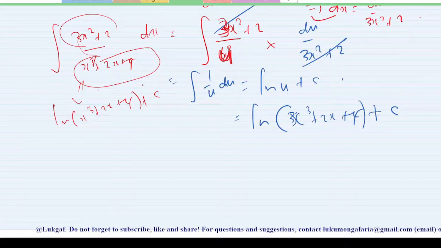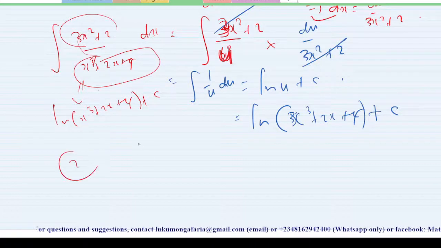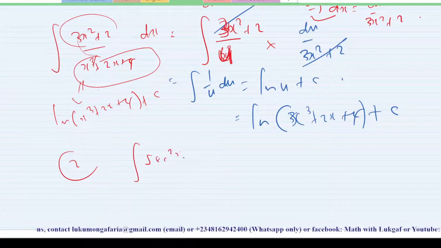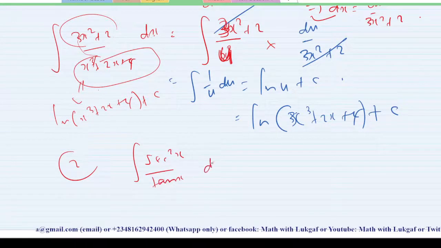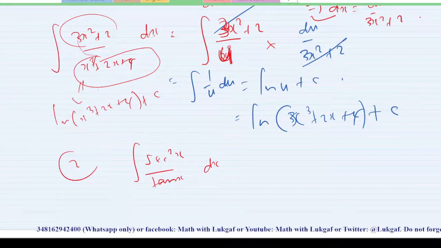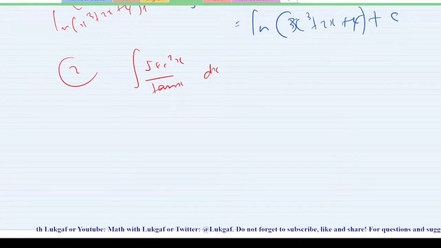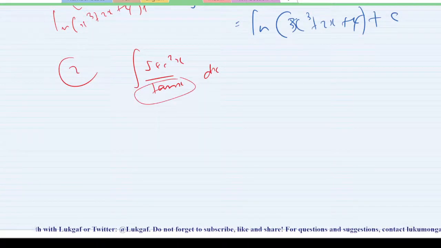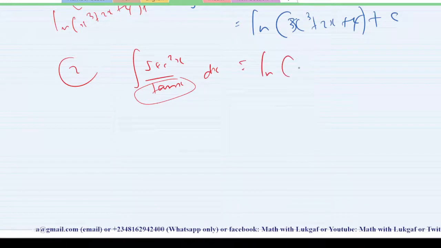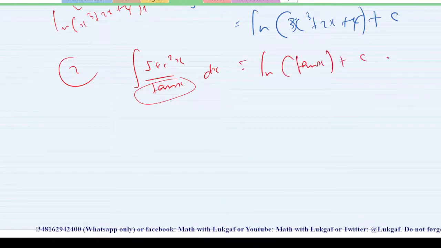Okay, let me give you another example. Example number 2, I have the integral of secant squared x divided by tan x dx. Don't forget what I told you. Anytime you have your integral in terms of a fraction, you don't need to stress yourself. Check the denominator first. Our denominator here is tan x. See whether if you differentiate the denominator, you are going to get the numerator. What is the derivative of tan x here? You know it is secant squared x. We differentiated the denominator and we got the numerator. Then our result will be ln tan x plus c. It is as simple as that.